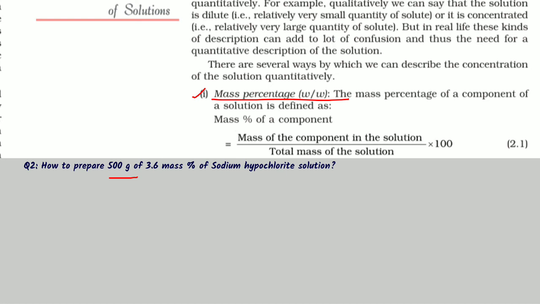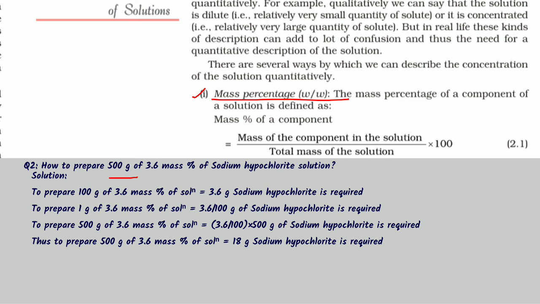So first of all, what is the percentage? 3.6 mass percentage. That means to prepare 100 gram of this 3.6 mass percentage solution, we have to add 3.6 gram of sodium hypochlorite. So what we can write here is that to prepare 100 gram of solution, always remember this 100 gram, because here we are talking about percentage, so we are writing 100. To prepare 100 gram of sodium hypochlorite solution of this 3.6 mass percentage, we need to add 3.6 gram of sodium hypochlorite.